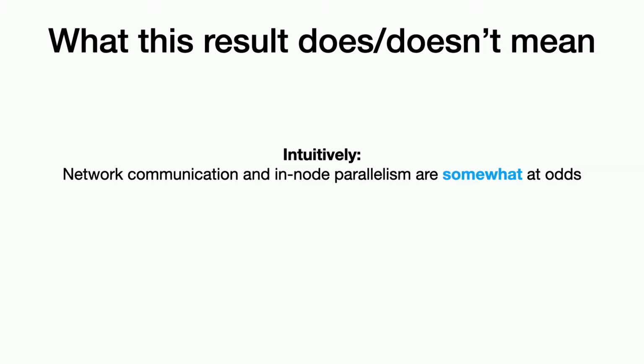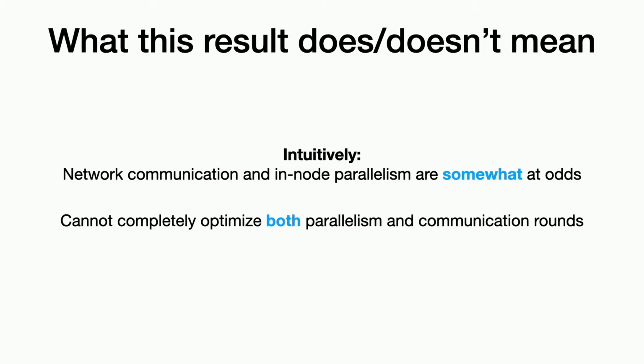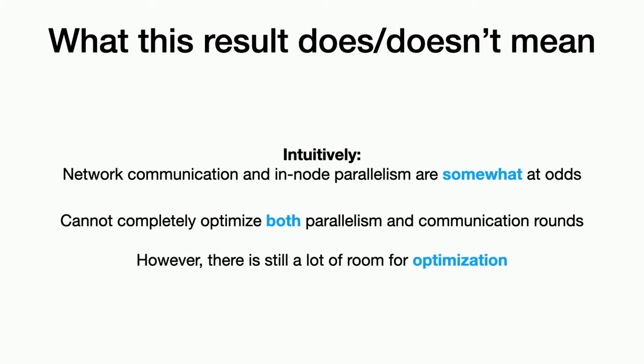So intuitively what we showed is that network communication and in-node parallelism are somewhat at odds with each other, right? You can't achieve everything you would want, your hopes and dreams cannot be achieved simultaneously in a transactional system that is distributed and has good parallelism. But we shouldn't lose all hope. We can still get something. We can't completely optimize both parallelism and communication, but we could still do a lot. We're just saying you can't achieve these specific properties simultaneously.